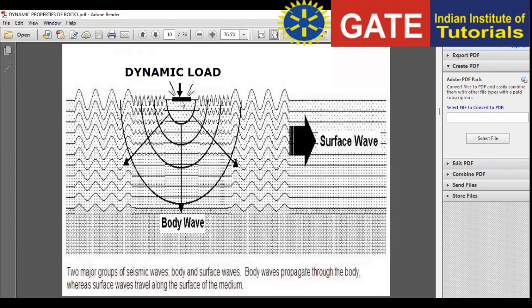So this is the dynamic load contact, the source point, the point of impact. And from here, the seismic waves are generated in spherical form with varying amplitude; with distance, the amplitude diminishes. So this is the body wave, and the one which propagates on the surface like a ripple on a water body is the surface wave. So two major groups of seismic wave: body and surface wave. Body waves propagate through the body, whereas surface waves travel along the surface of the medium.